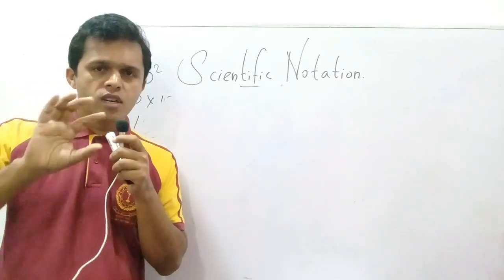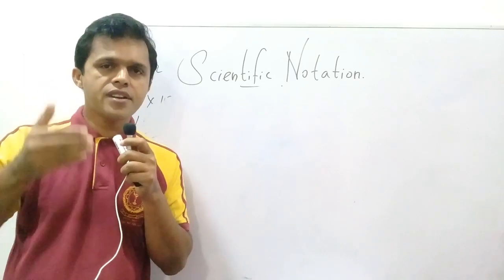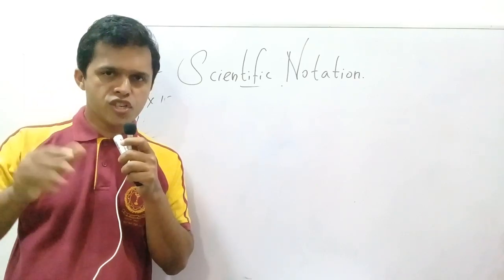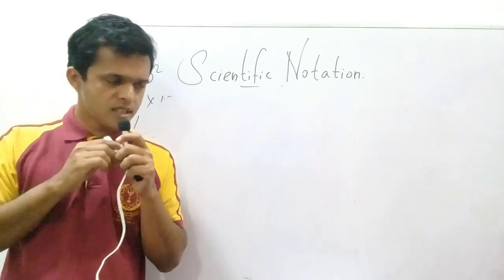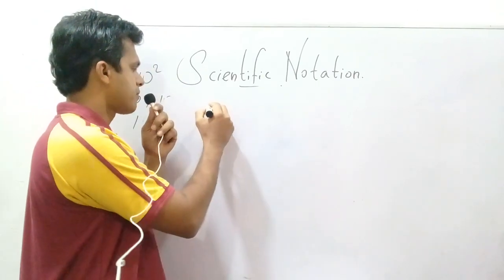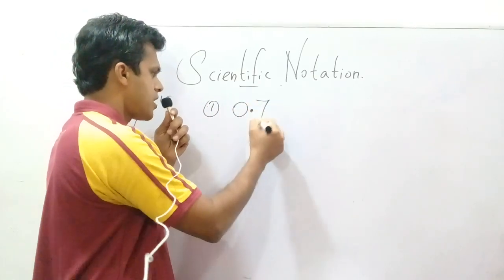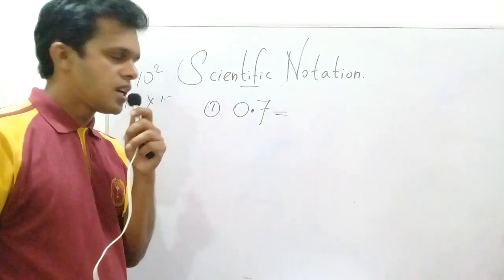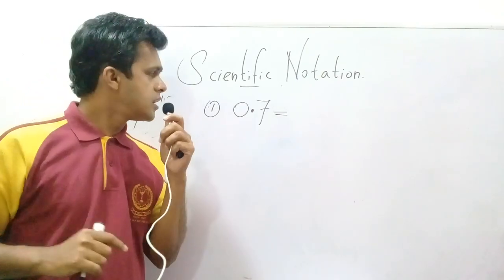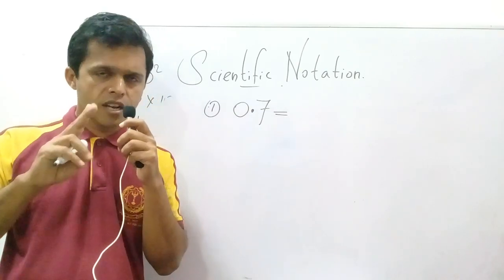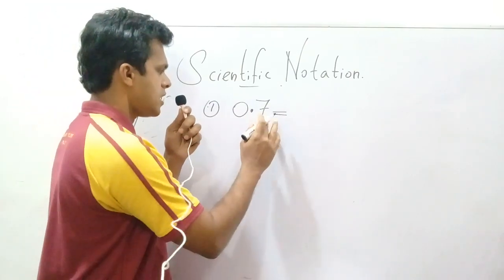Now I'm going to teach you the method of writing a given number in scientific notation which is less than 1. How do you write this one in scientific notation? 0.72. How do you write this number in scientific notation? Think of it. There are two ways of getting the answer. You learn this one.